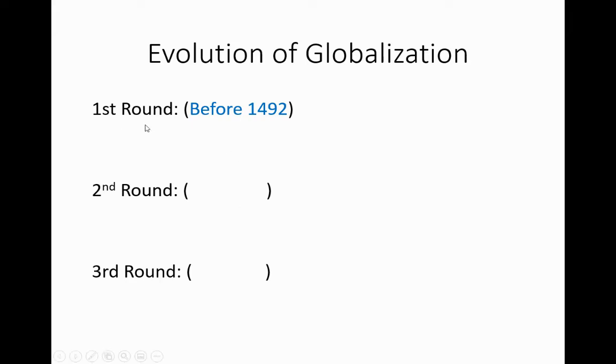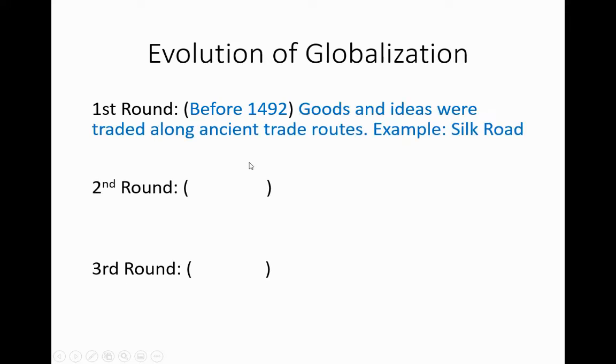So the first round of globalization is the time period before the year 1492, right? Oh, I probably should have put 1492 CE, but anyway, whatever. All right, before 1492. So before the year 1492, there were some forms of connections between different groups of people, right? So goods and ideas were usually traded along some ancient trade routes in most regions of the world. People did business with each other. People bought and sold things with each other.